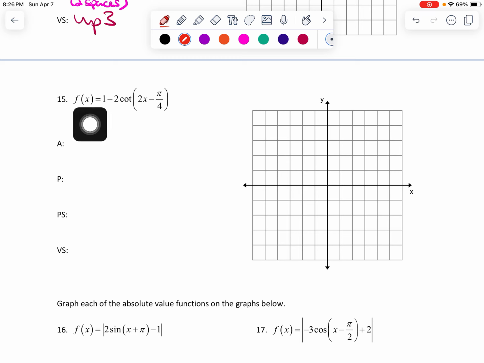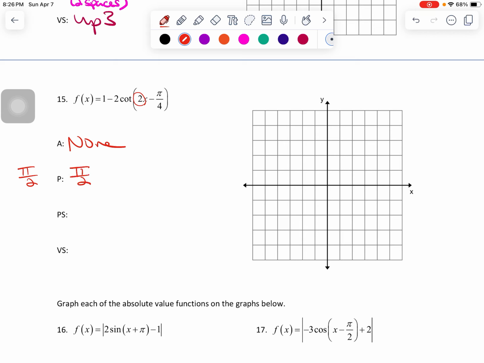Here's the thing with cotangent: as soon as you see amplitude, the answer is none, because the graph goes up to infinity and down to negative infinity, so there's no way to measure a maximum displacement or maximum distance. Period: we take the standard period for cotangent, which is pi, and divide by the number in front of x. There's nothing to simplify, so pi over 2 it is.